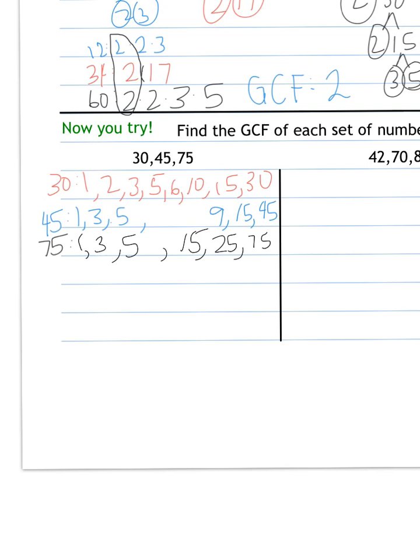Now we look between the 3 to see what is our largest number. I see we have 15 is our largest between all 3, so our greatest common factor equals 15.